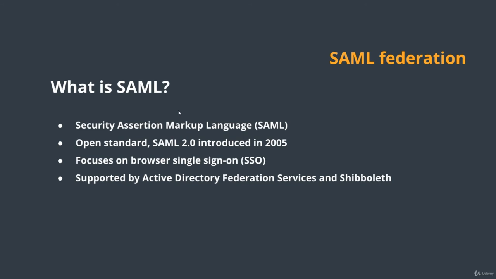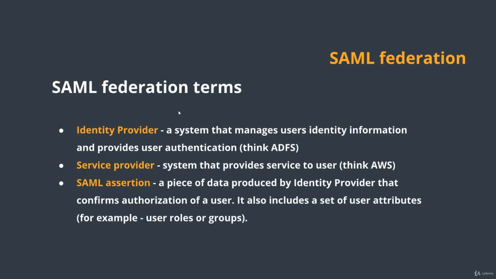Before we jump into details, let's refresh a few terms. Identity provider is a system that manages users' identity information and provides user authentication. In exam questions, it will most probably be Active Directory or Active Directory Federation Services. Service provider is the system that provides service to the user. In this scenario, AWS acts as a service provider. SAML assertion is a piece of data produced by the identity provider that confirms authorization of a user. It also includes a set of user attributes, for example, user roles or groups the user belongs to.